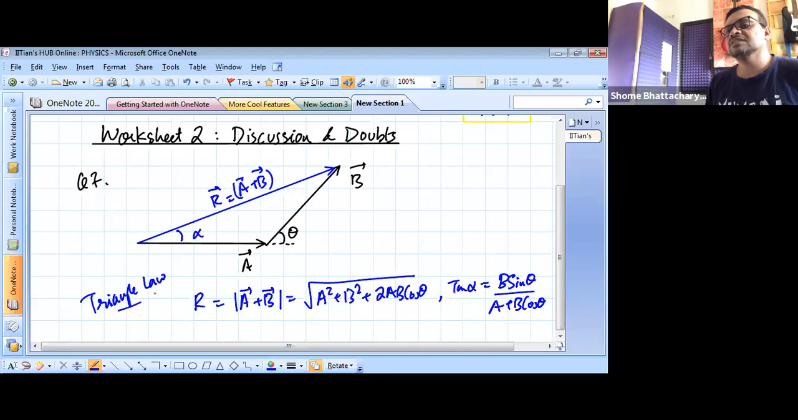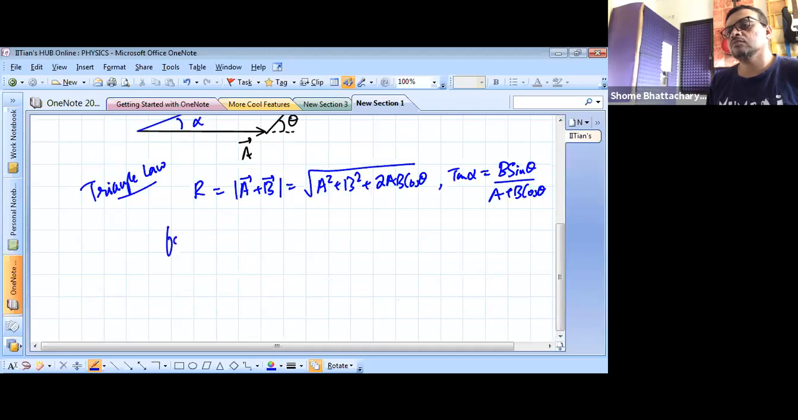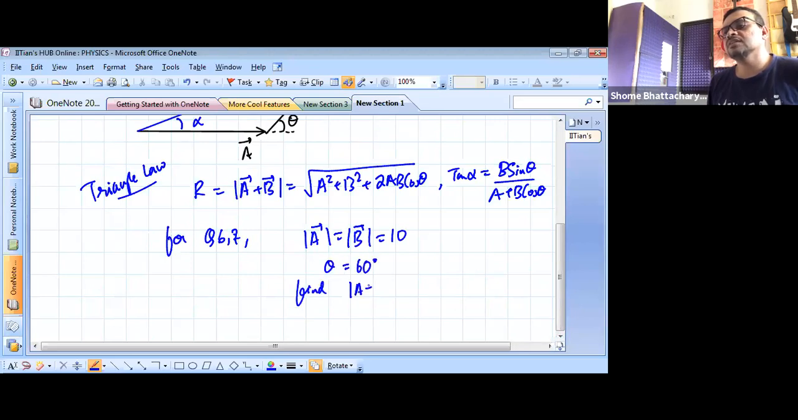In question 6 and 7, the information given to you is that the magnitude of A and the magnitude of B are both equal to 10, and the angle between them is 60 degrees. You have to find the magnitude of the resultant, that is the 6th question, and you have to find the angle alpha, that is the 7th question. Since you've asked this one, let's start with this.